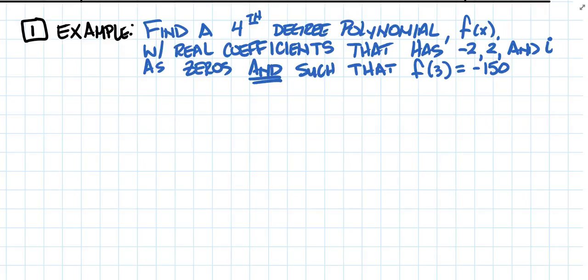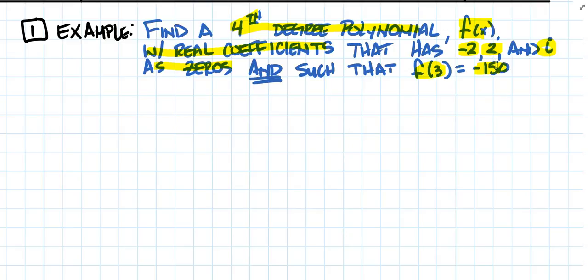So it wants you to find a fourth degree polynomial. I'm going to call the polynomial f of x. It has to have real coefficients, and we know that -2, +2, and i are the zeros of the polynomial. And on top of all of that, we're going to add the condition that f of 3 must be a value of -150, meaning that when you plug a 3 into your function, -150 must come out of the function.